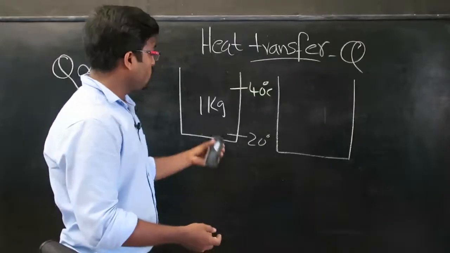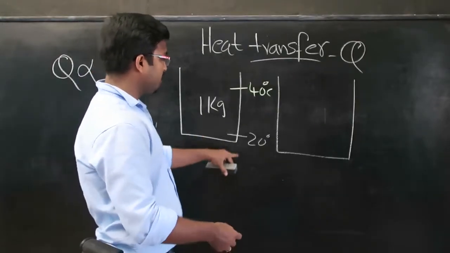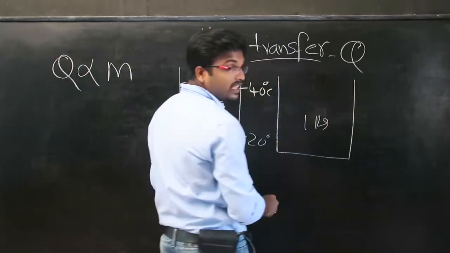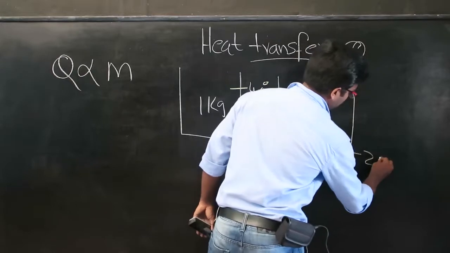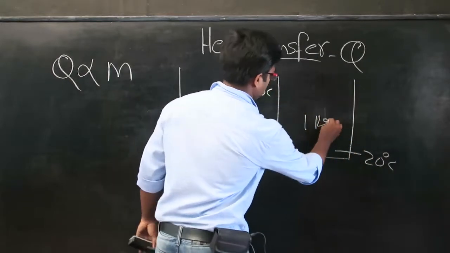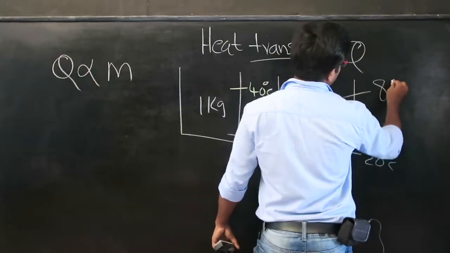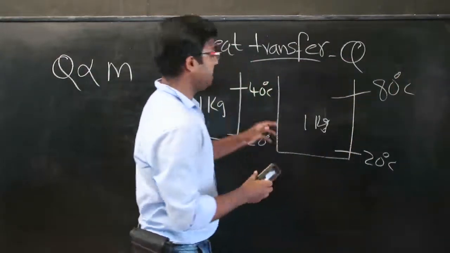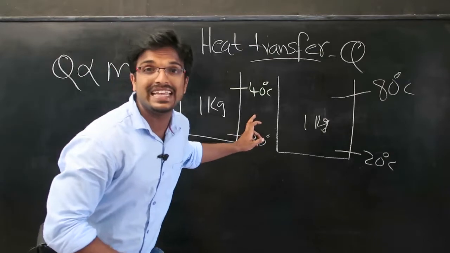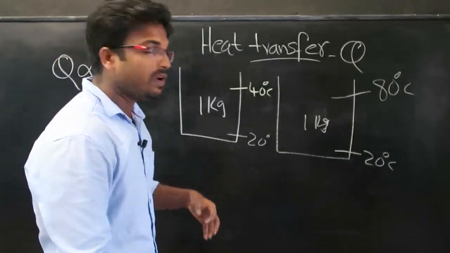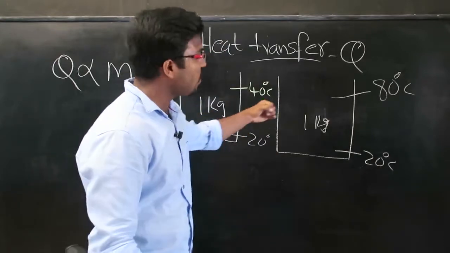Now consider two beakers. One has 1 kilogram and an initial temperature of 20 degrees Celsius, and the second beaker also has 1 kilogram and an initial temperature of 20 degrees Celsius. In the first case, let the final temperature be 80 degrees Celsius. In the second case, the final temperature is 40 degrees Celsius. So, can you tell me in which case I might have given more heat? This case or this case?